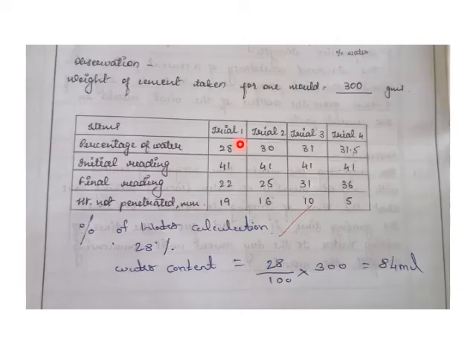So I'll show you the calculation. The weight of the cement taken is 300 grams. The percentage of water added: initially 28, trial 1, trial 2, trial 3, trial 4 have been made here. Initially 28 percent of water was added. Initial reading recorded was 41. Final reading recorded was 22. So height not penetrated is 90.